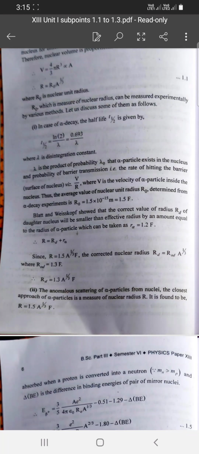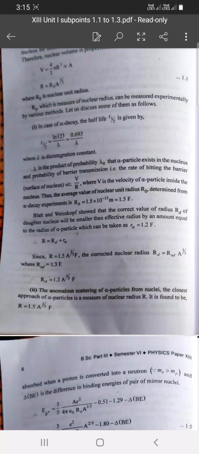Lambda is the product of lambda naught, the probability that the alpha particle exists in the nucleus, and the probability of barrier transmission. Therefore, the rate of hitting the barrier at the surface of the nucleus is equal to v upon R, where v is the velocity of the particle inside the nucleus. The average value of nuclear unit radius R naught determined from alpha decay is 1.5 times 10 raised to minus 15 meter, that is 1.5 Fermi.